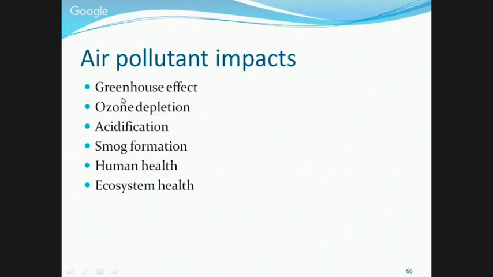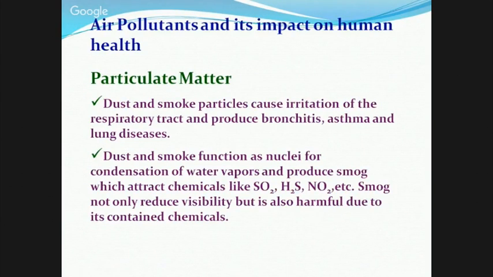The impacts are well known and we have already discussed them: greenhouse effect, ozone depletion, acidification, smog formation. It also affects human health and ecosystem health. One of the major problems is particulate matter, a combination of dust and smoke which causes irritation of the respiratory tract and produces bronchitis, asthma and lung diseases in human beings. Dust and smoke function as nuclei for condensation of water vapors and produce smog, which attracts chemicals like SO2, H2S, NO2, etc. Smog not only reduces visibility but is also harmful due to its contained chemicals.